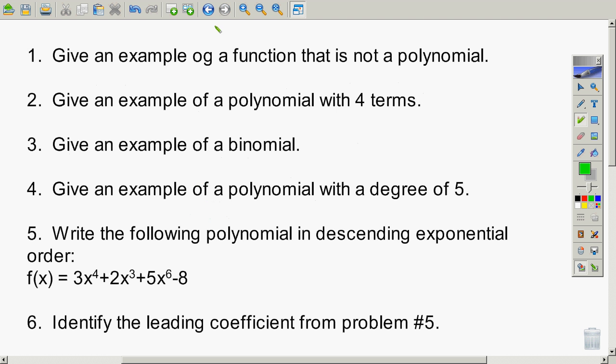Okay, once you have written down those examples, then on your piece of paper, I want you to do these 6 problems right here. Once you've got those 6 done, then you can move on to the Act 2 activity for Unit 7.1.